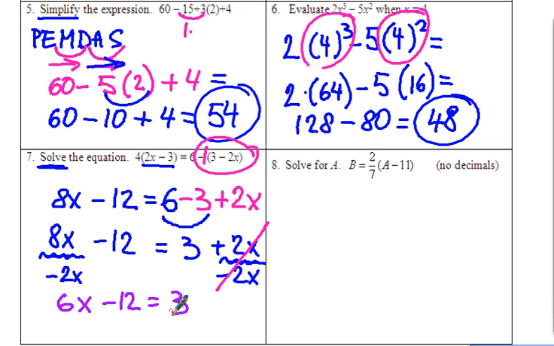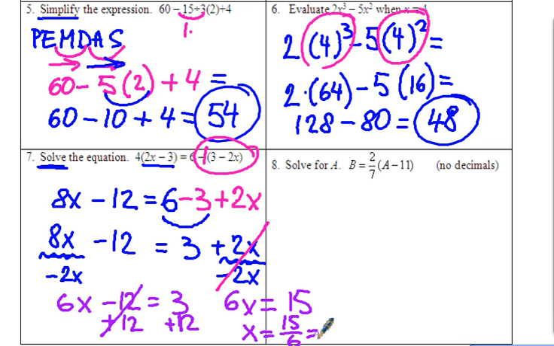Now we want to get rid of negative 12. Inverse to negative 12 is positive. So we are adding. And we will have 6x is 15. Now we will be dividing by 6, and our final answer is x is 15 over 6, or after dividing 3 by 3, we get 5 over 2. This is the last answer. Final answer for number 7.